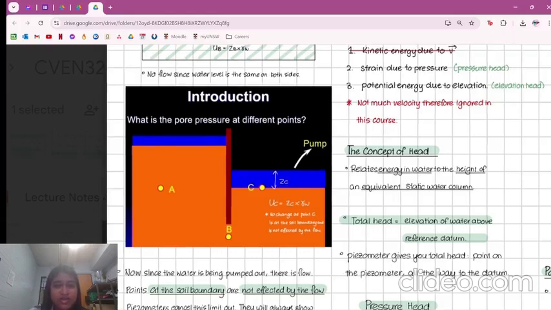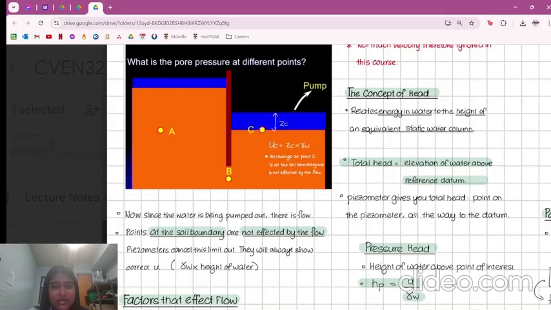So this diagram here is pointing out the differences in pore pressure at different points, so point A, B, and C. You can see here that since the water is being pumped out, there is flow. And so the points at the soil boundary, which you can see are here and here. When you're drawing a diagram, make sure to label the soil boundaries really carefully, just because they're really important points in the diagram. They're not affected by the flow.